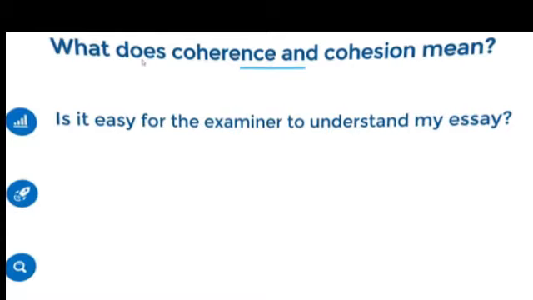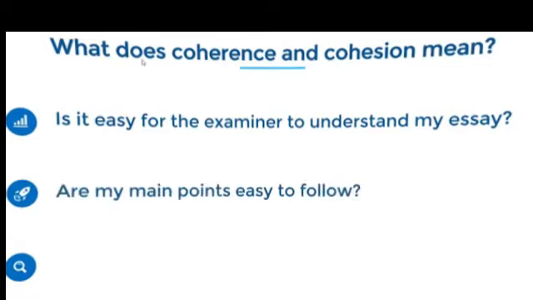What you put on the paper is all they have to go on. So if it is very confusing and difficult to read, then you're not going to score very well for coherence and cohesion. Are my main points easy to follow? So the main points in your essay, is it easy to understand them? Did you develop them well? Is it easy to follow your main argument? If not, your coherence and cohesion needs a little bit of improvement.